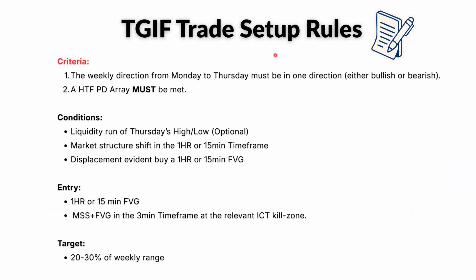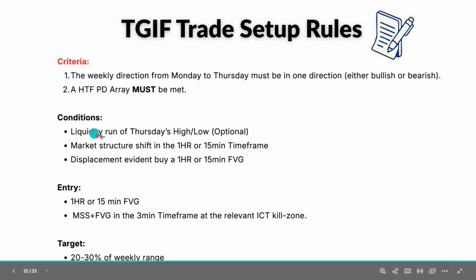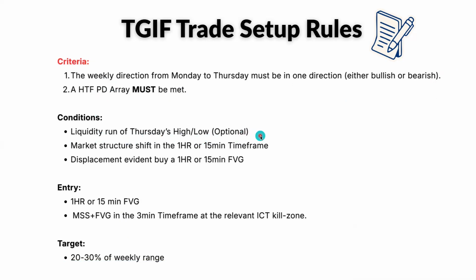So here are the written down rules to use the TGIF model that you can screenshot or write down to take home to use. Remember the criteria: the weekly direction must be clear. From Monday to Tuesday, you want to determine if it's bullish or bearish. Secondly, it has to hit a higher time frame PD array. Then for the conditions, you are waiting for a liquidity run of Thursday's high or low. This is optional, it mustn't happen.